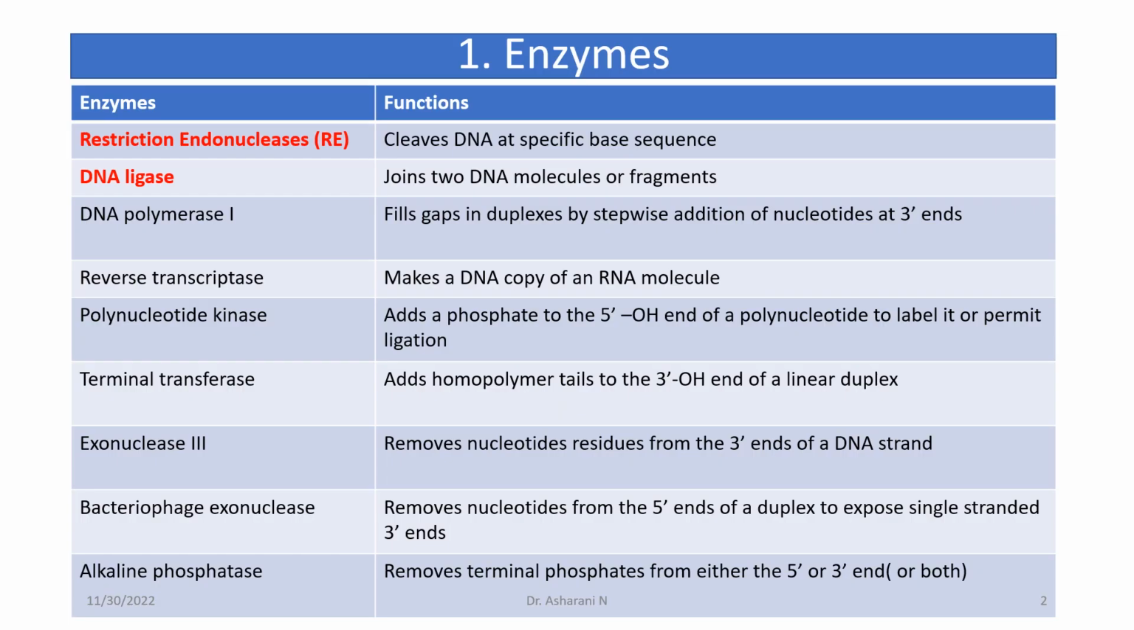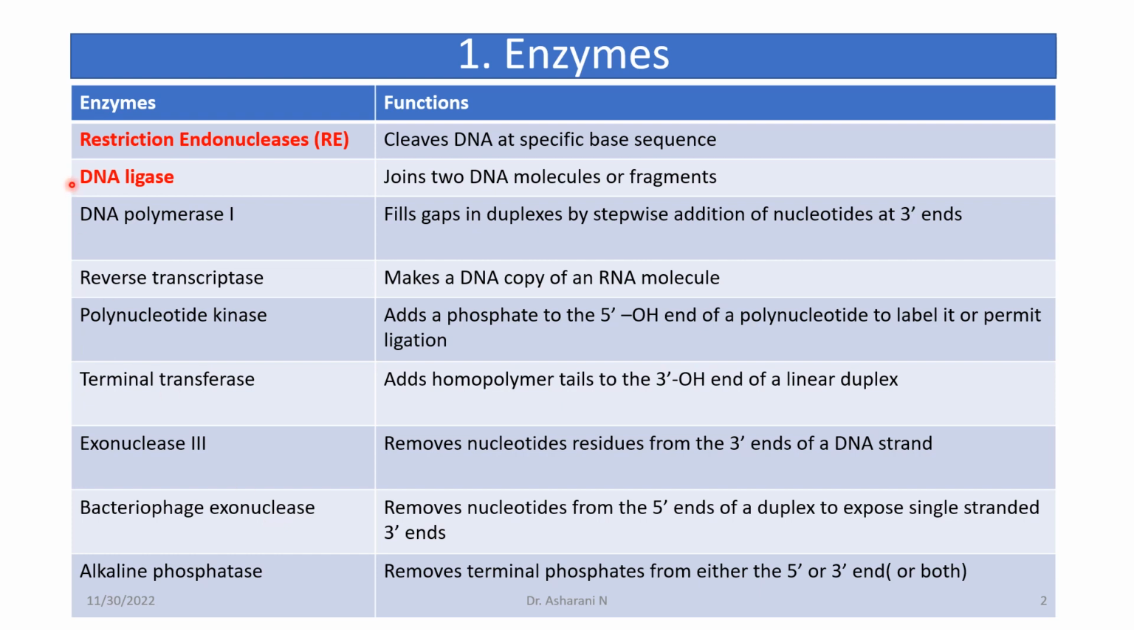So now we will see one by one the tools required in RDNA technology. To start with, we will see the important enzymes involved in RDNA technology. As already mentioned, there are various enzymes which are required in this process, for example restriction endonucleases, DNA ligases, polymerases, DNA polymerases. Already you have learnt in your replication, transcription and translation various enzymes. So all those enzymes are required in this process.